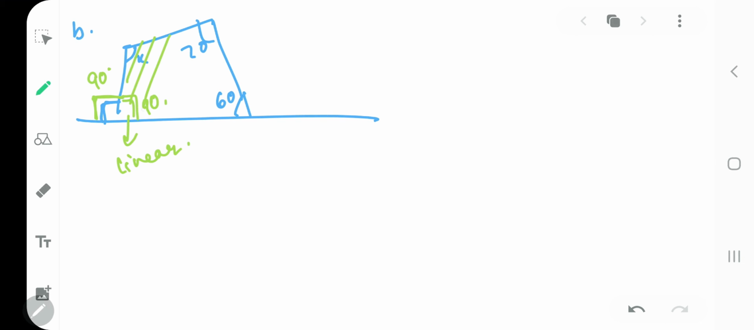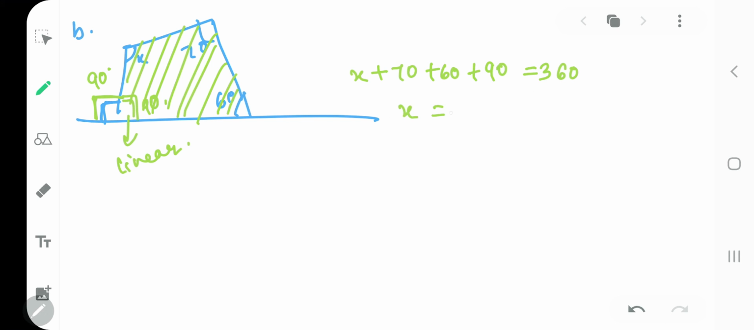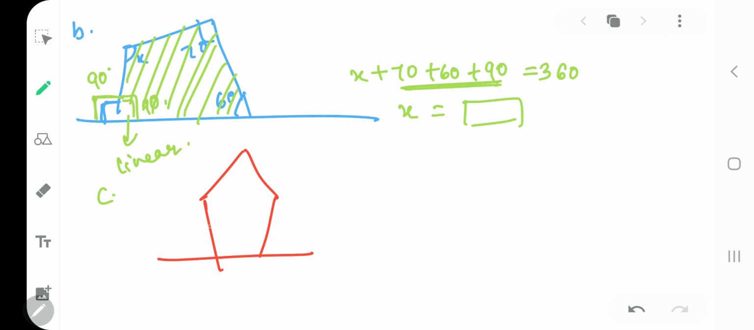Now again this complete figure is a quadrilateral. So the sum of all angles will be 360. So what will you write? x plus 70 plus 60 plus 90 is equal to 360. From there you will keep your x here, take all these numbers, add them, take it over there with subtraction, and find the value of x. Can you do that? Yes. Very nice.